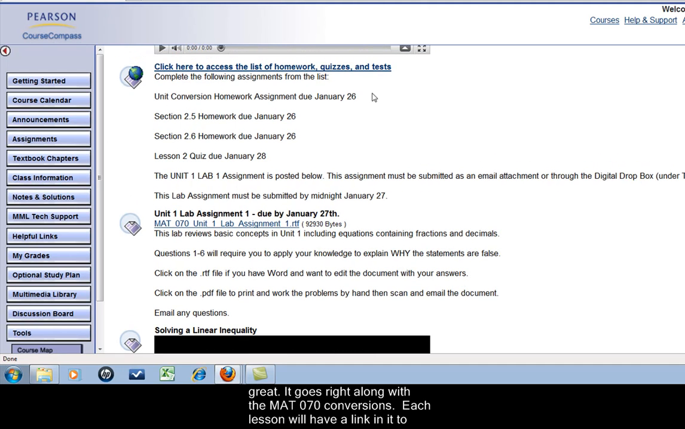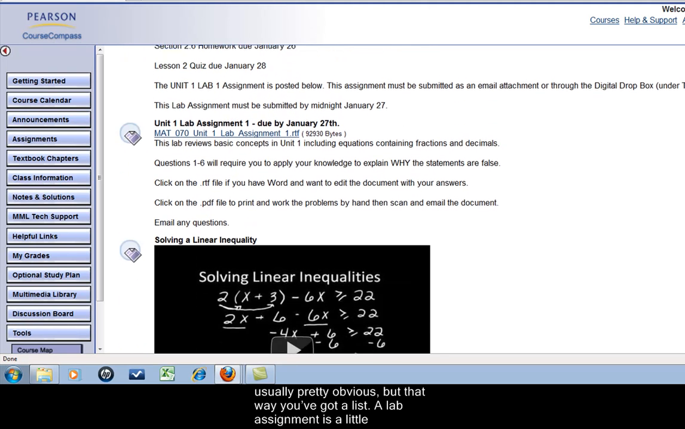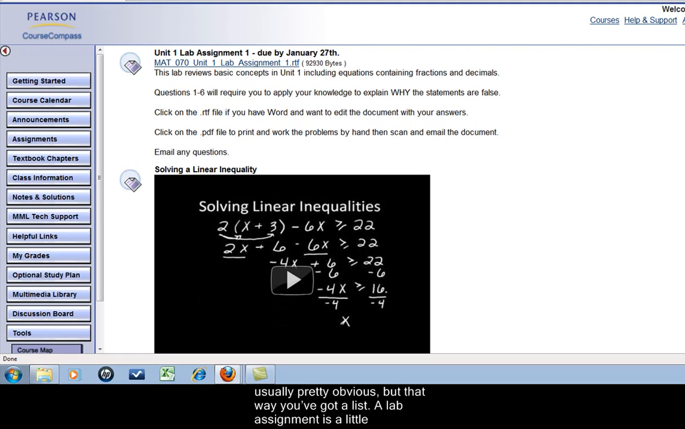Each lesson will have a link in it to the homework, quizzes, and tests. All those assignments will show up in the same list, and then below that I tell you which assignments you should be choosing for this lesson. And it's usually pretty obvious, but that way you've got a list. A lab assignment is a little different. We won't do that in my math lab.